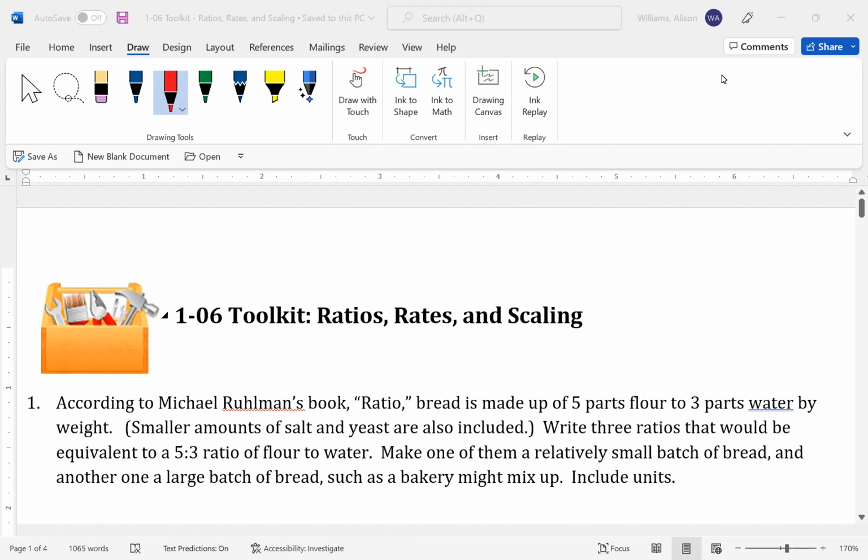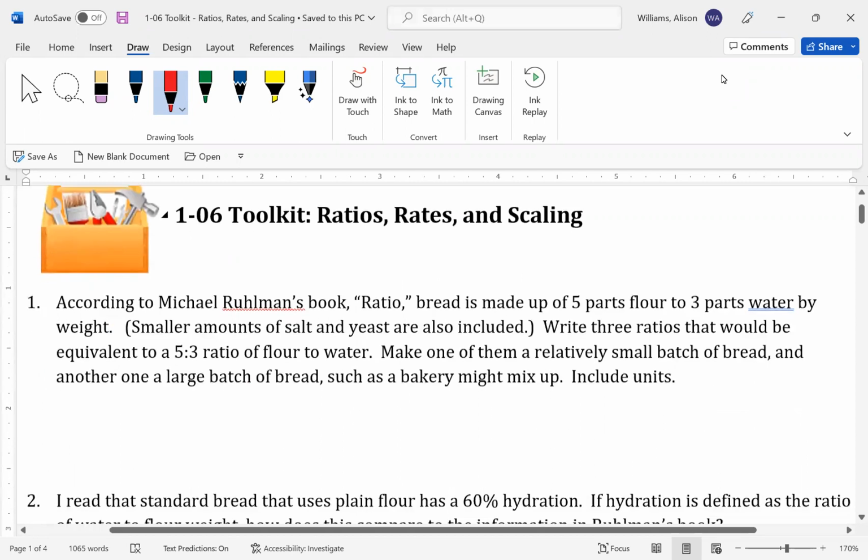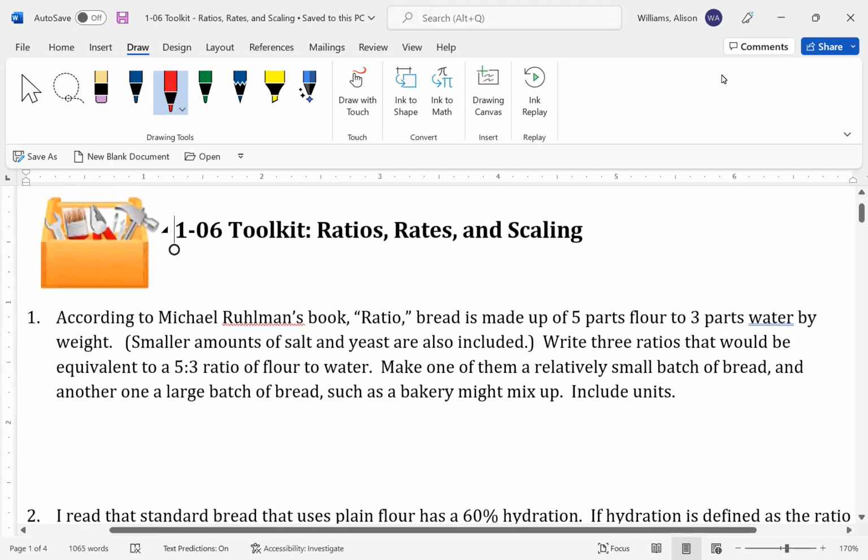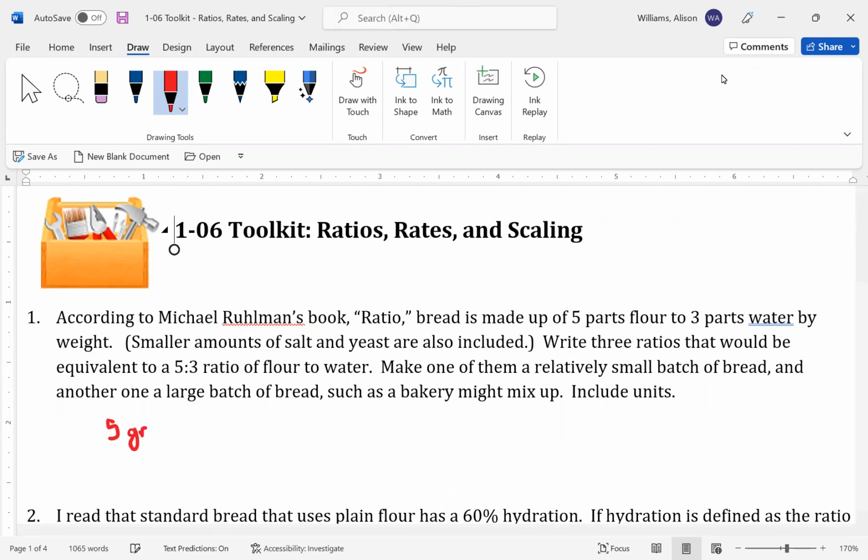Since this is by weight, a small batch would be in grams: 5 grams of flour to 3 grams of water. Let me make a note here. The flour's up top, water is here. All right, so that's one comparison or unit of measurement.